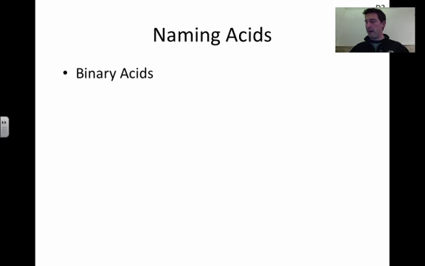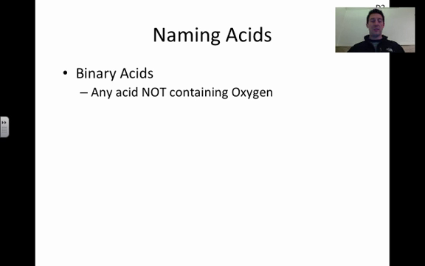When we're dealing with binary acids, we're dealing with acids that have 2 elements in them, and these are acids that do not contain oxygen. It's really important that when you see a hydrogen at the front, the next thing you need to do is say, is there an oxygen in my acid? The first ones we're going to deal with here won't have any oxygen in them because the acids with oxygens have a different set of rules. So we're back to our example.